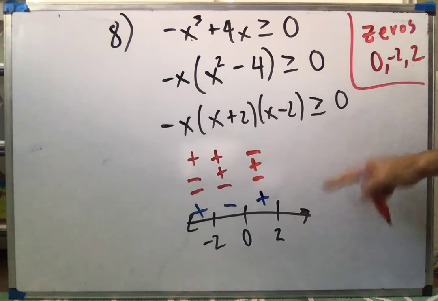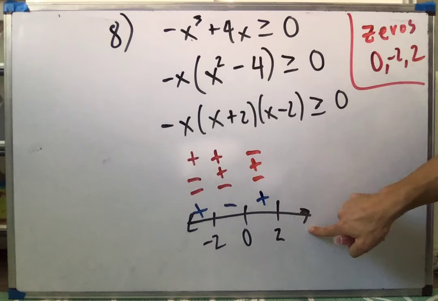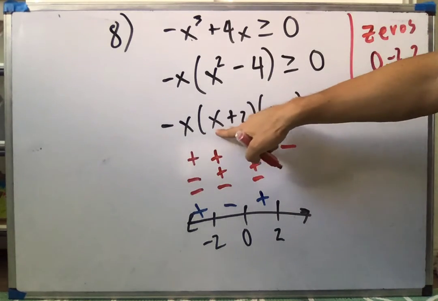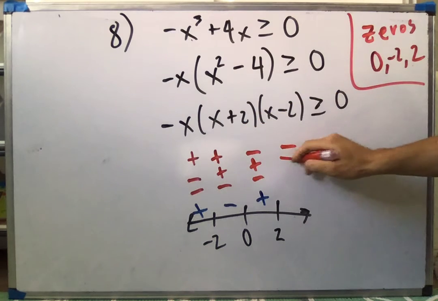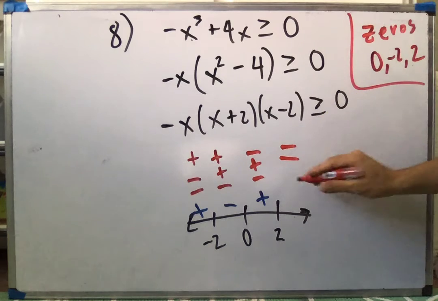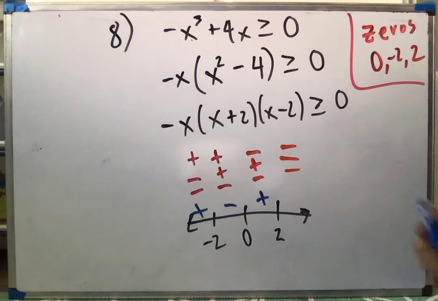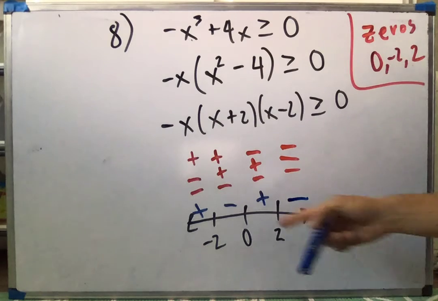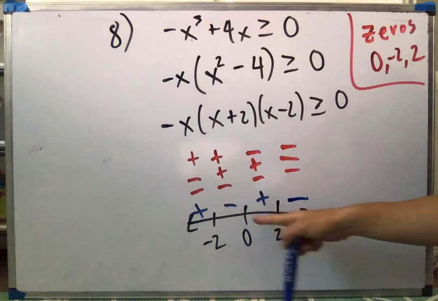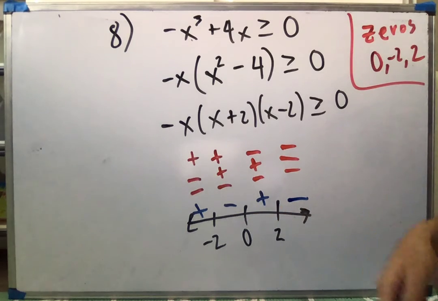Okay, the last one. Something to the right of 2, so something like 3. This would be negative 3, so that's negative. Negative 3 plus 2, that's also negative. Negative 3 minus 2, that's also negative. So 3 negatives, that makes a negative. Alright, so it's positive to the left of negative 2, negative between negative 2 and 0, positive in between 0 and 2, and negative to the right of 2.